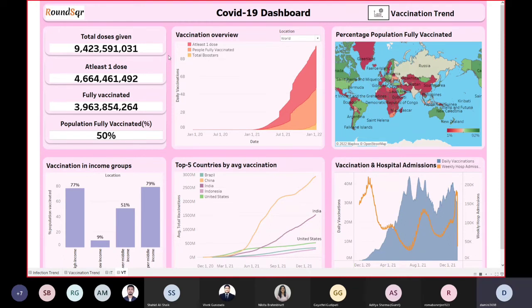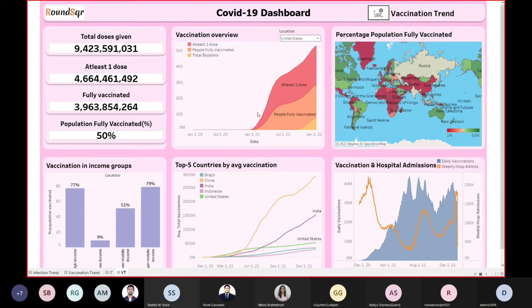The first visual that we have here is the vaccination overview. It is an area graph that shows the percentage of population that got vaccinated with 1 dose, the population that got fully vaccinated, and the total boosters. If we hover over it, it's going to show us the percentage of population vaccinated for a particular country at a particular point of time. We can check for any country in here. For example, we can check for United States.